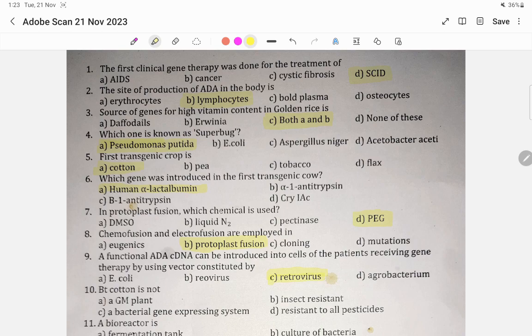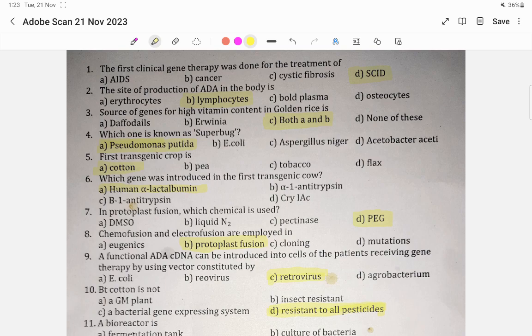Bt cotton is not a genetically modified plant, insect resistant, bacterial gene expressing system, or resistant to all pesticides. So the 10th one, the incorrect statement is resistant to all pesticides. Bt cotton is resistant only to the insect, that is bollworms, okay? But they are not resistant to pesticides.